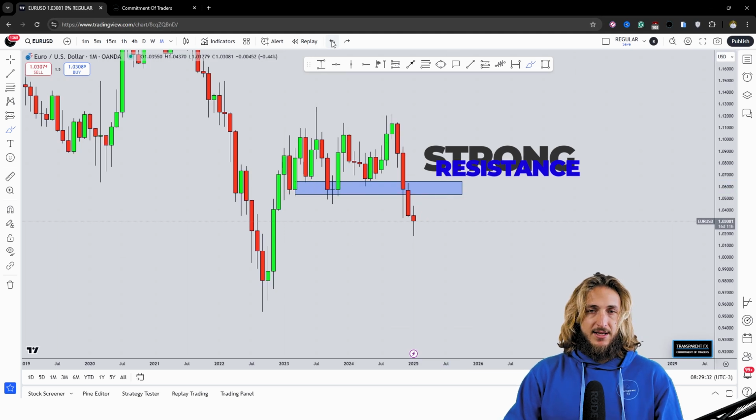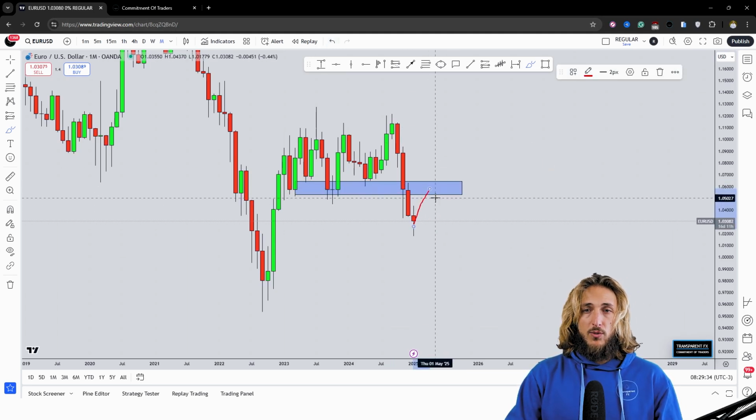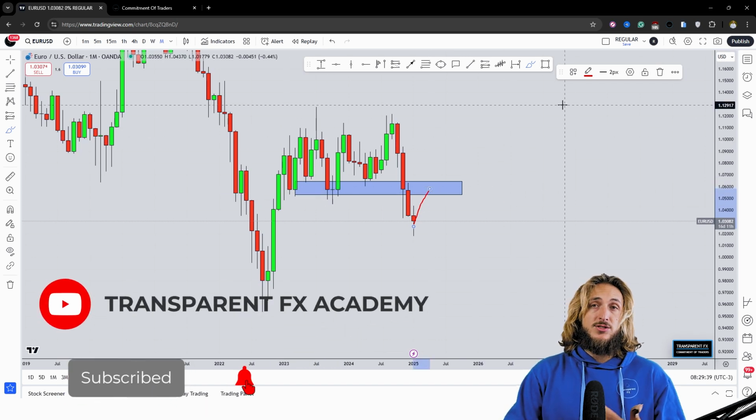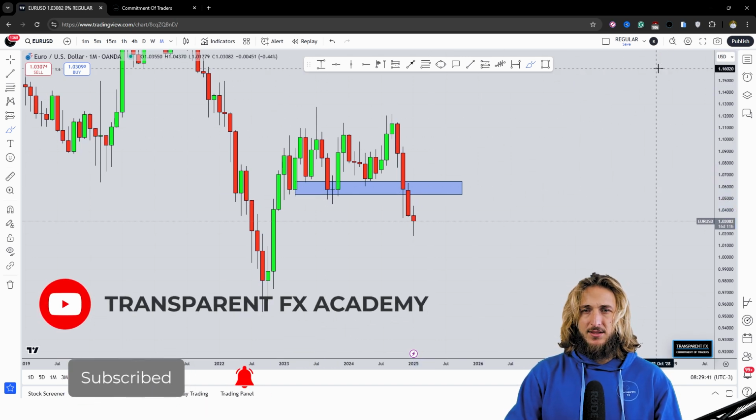So what you would expect after an impulse is for the market to go for a correction. And in this case, it would also be a retest of a quite important structure level from a monthly perspective.